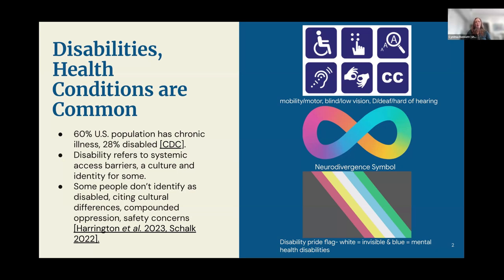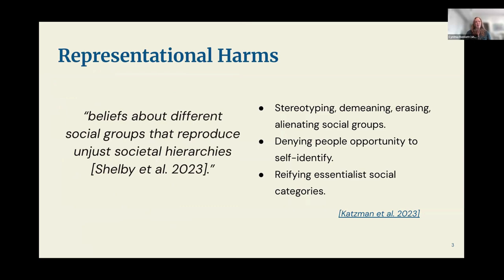Next slide. This research focuses on representational harms, a subclass of socio-technical harms consisting of beliefs about different groups that reproduce negative, unjust social hierarchies. And there's lots of different ways misrepresentation can occur. Things like stereotyping, demeaning, erasing, alienating, preventing people from self-identifying, and reifying essentialist social categories.